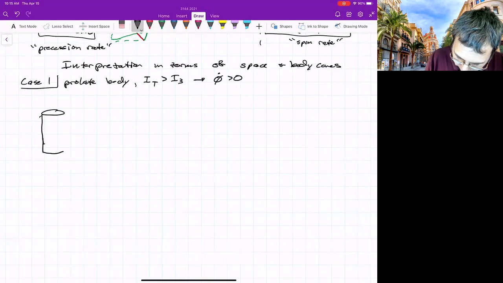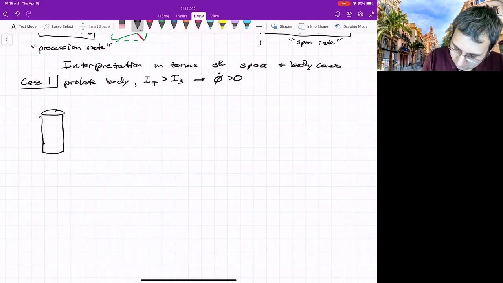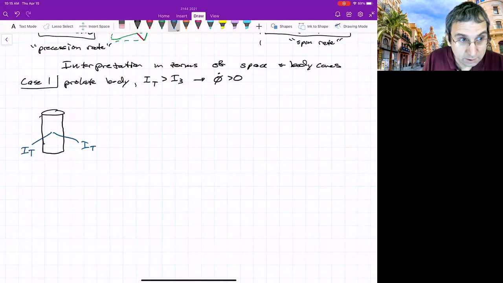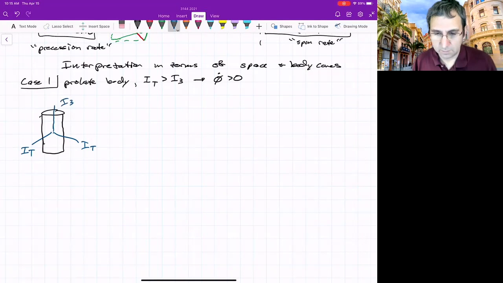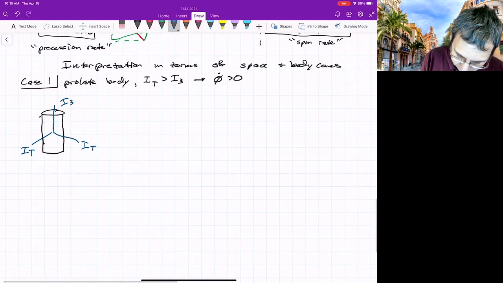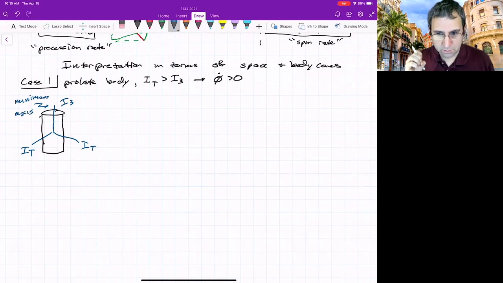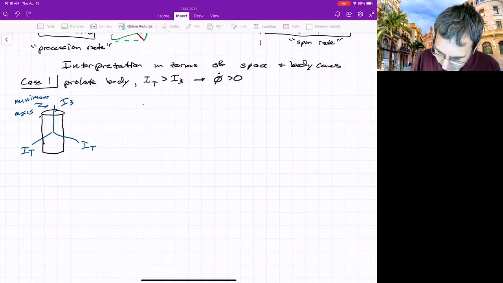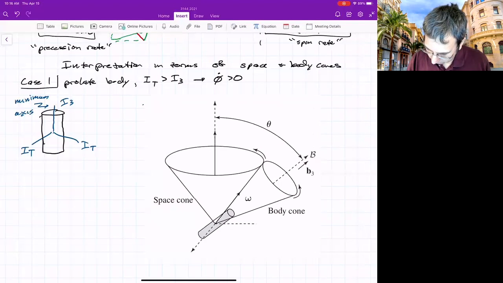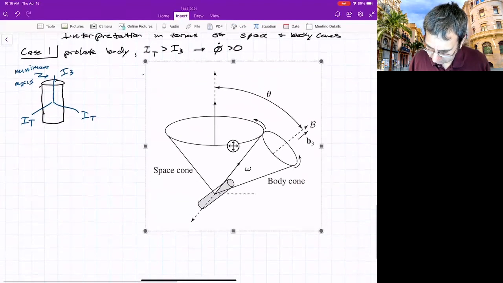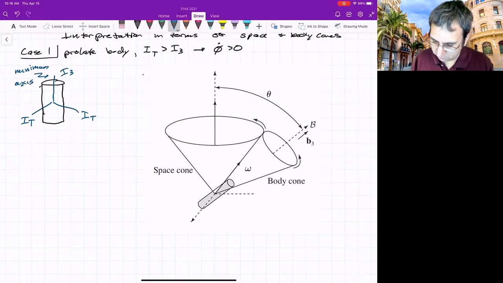So if you want, we've got a cone. I'll just draw something prolate. It's got moments of inertia that are equal, that are transverse, and then this other one, I3, on the axis of symmetry. This is actually the minimum axis. It's got the minimum magnitude of the principal moment. What do the dynamics look like in terms of these cones? I've got some nice sketches. So this gives a nice picture of what's happening.